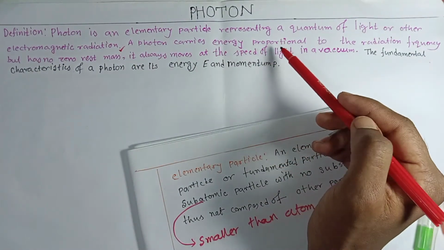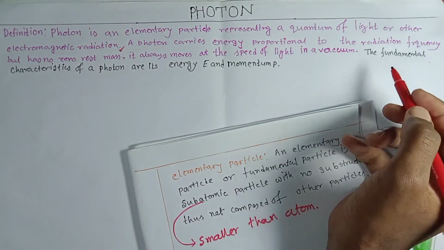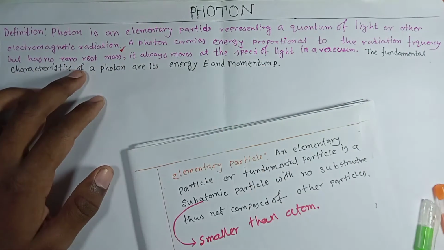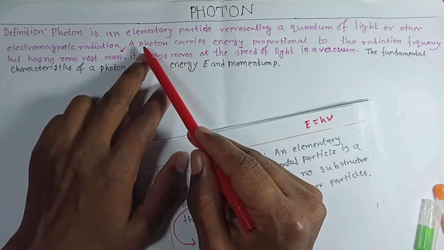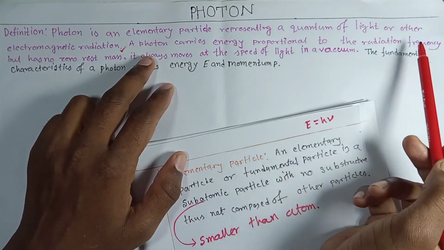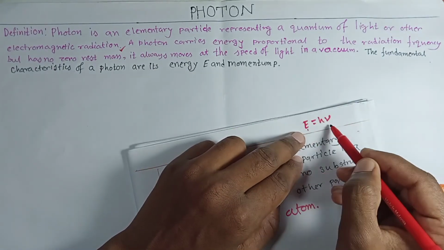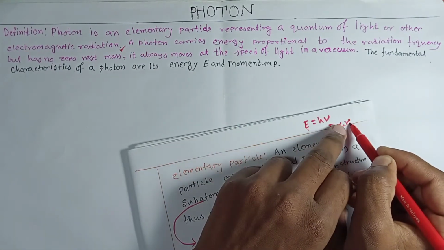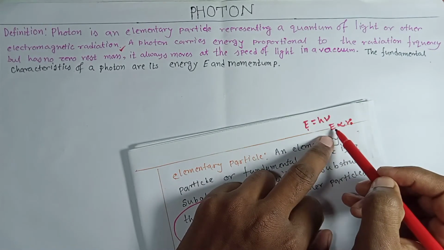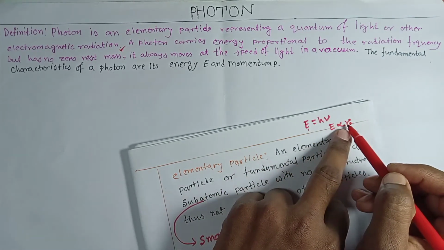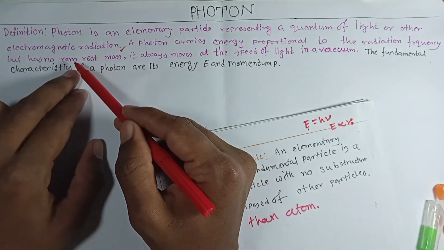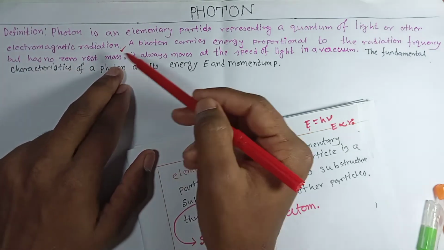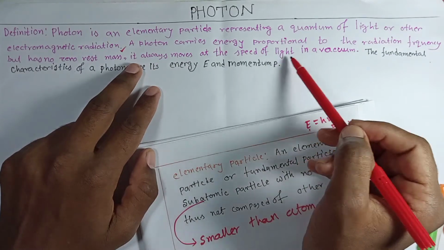A photon carries energy proportional to the radiation frequency but has zero rest mass. We know that E equals h nu. Here we say a photon carries energy proportional to the radiation frequency. So a photon carries energy which is proportional to the radiation frequency but has zero rest mass. Next, it always moves at the speed of light in a vacuum.